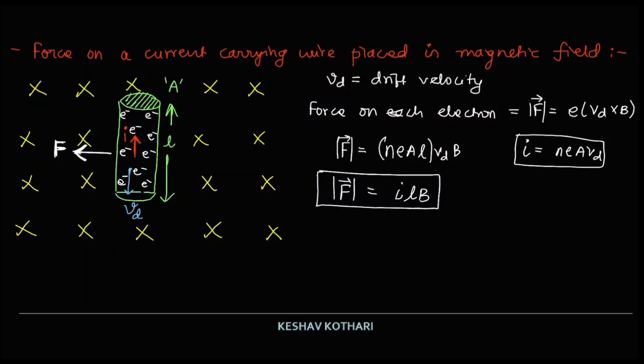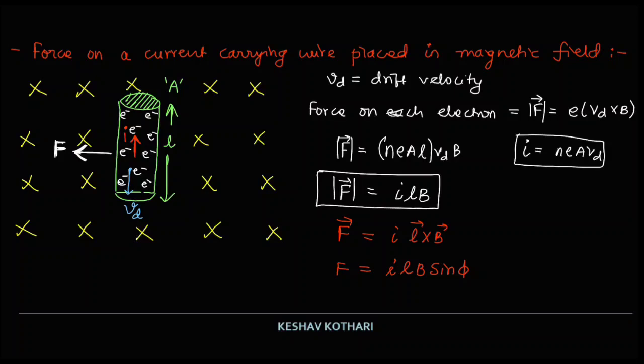Now if I write this expression in vector form, we write it as F vector is equal to I L cross B, and we can also write it as F equal to ILB sin phi. So these are the ways by which we write this particular equation.